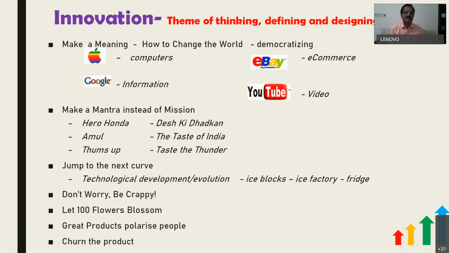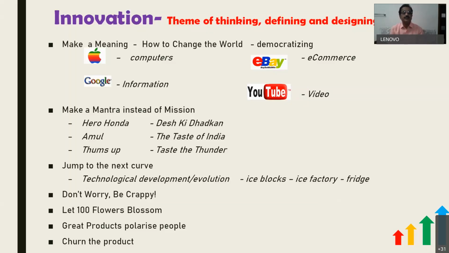Then you have a mantra, like Hero Honda says, "Desh ki dhadkan." Instead of having a big one-paragraph vision and mission, you can have a mantra, like Amul, "The taste of India," Thums Up, "Taste the thunder." These are all keywords to briefly explain the functionality of your idea, the functionality of your innovation.